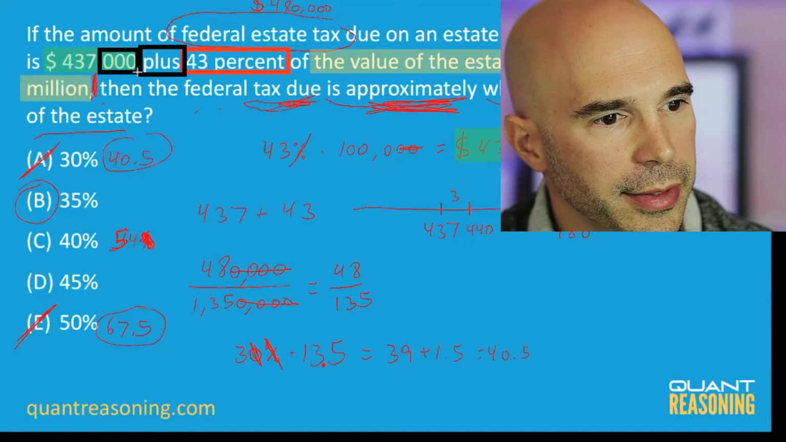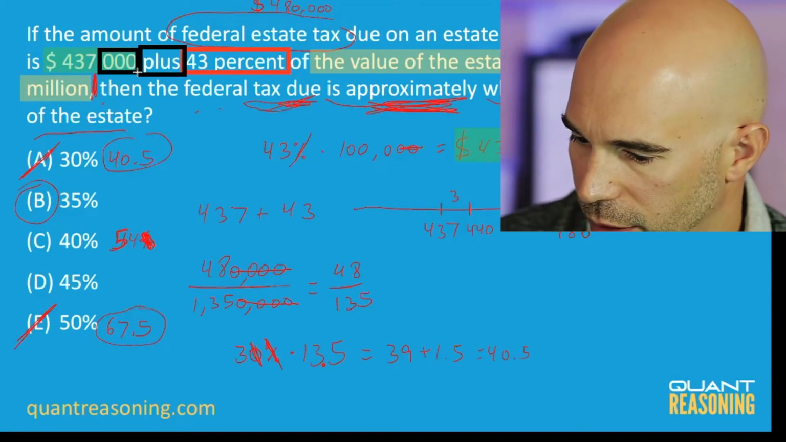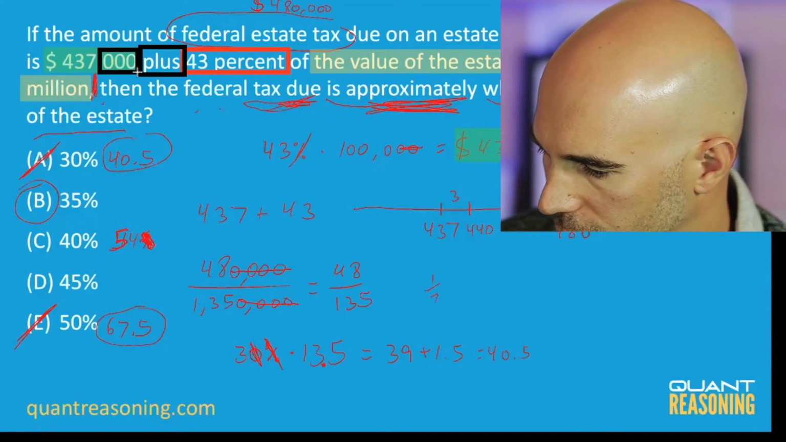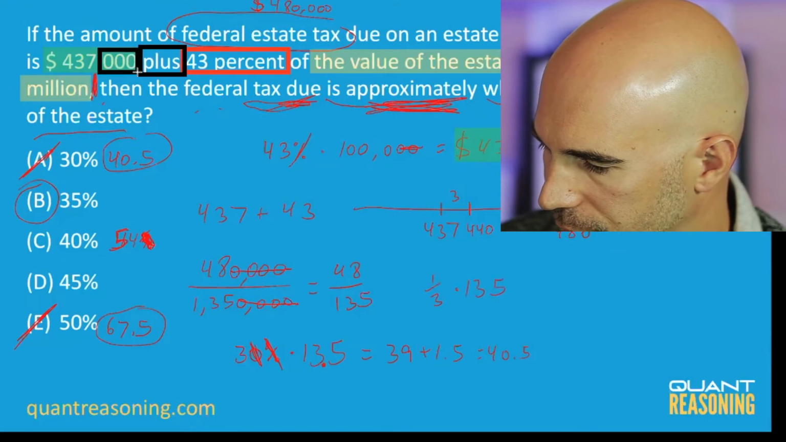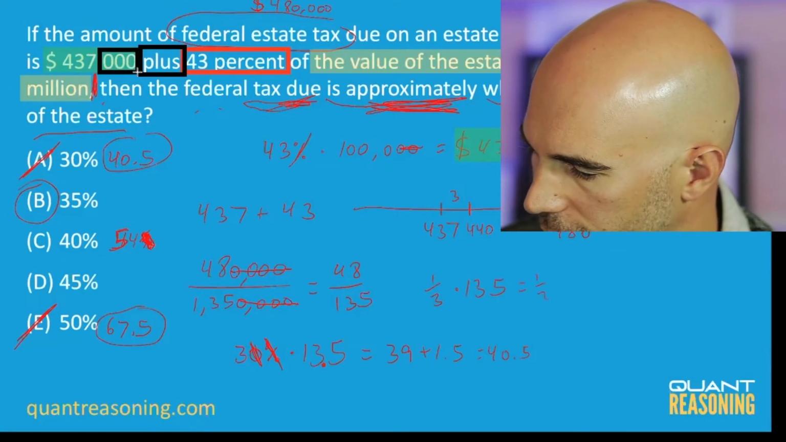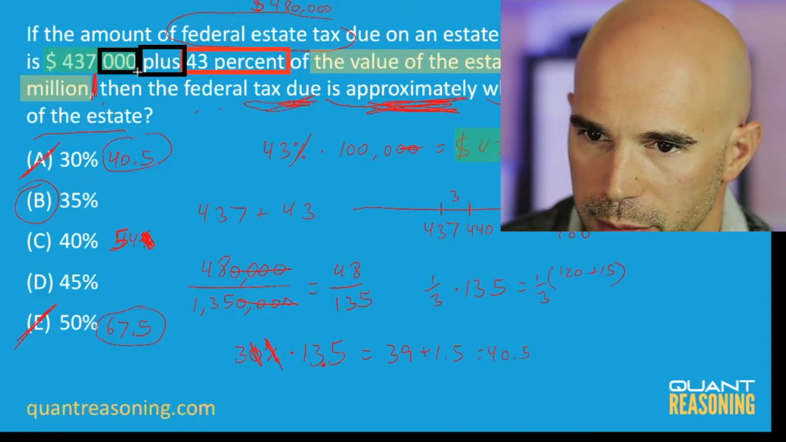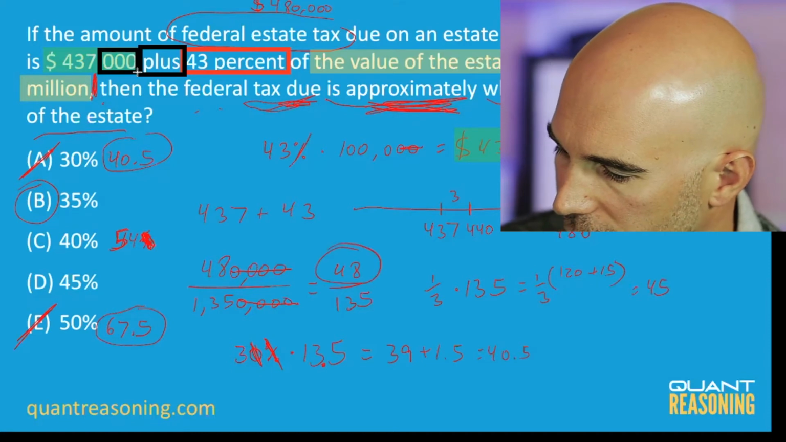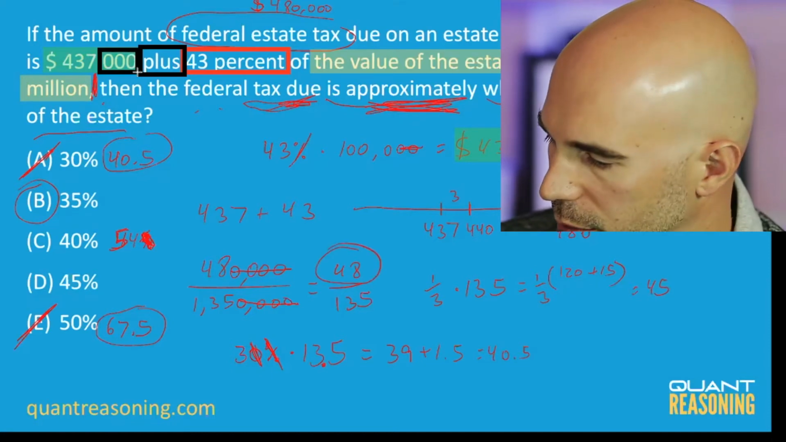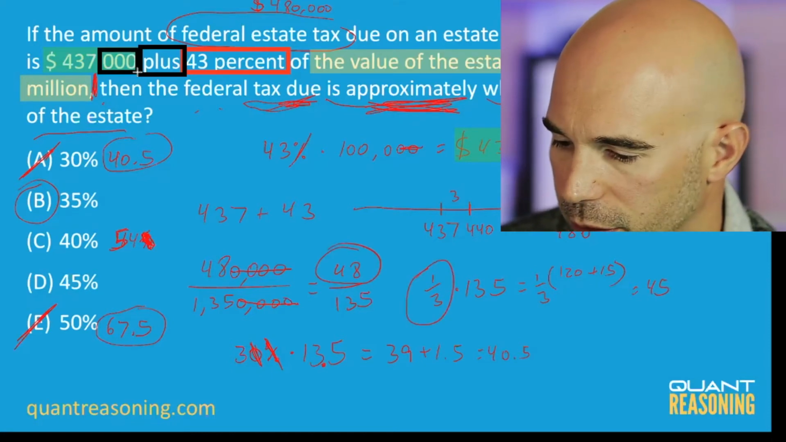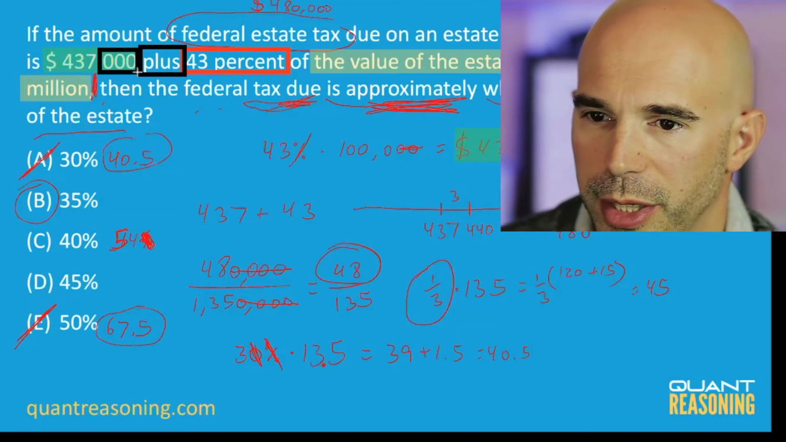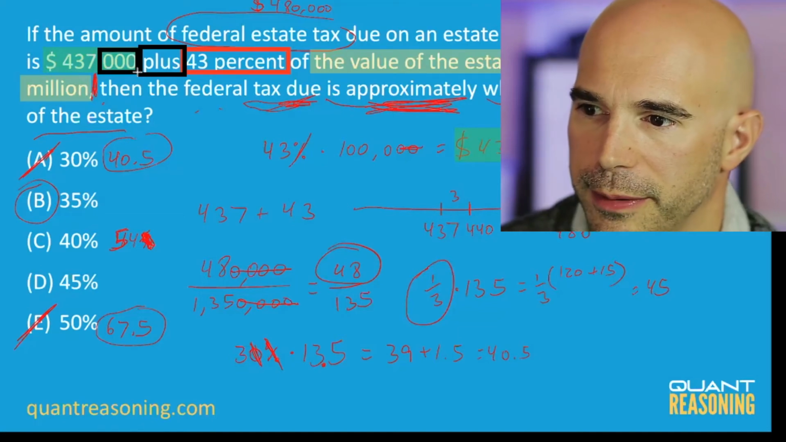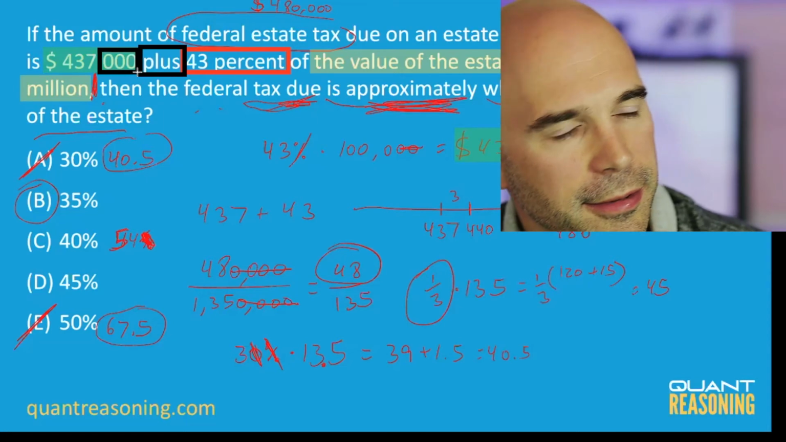Another good way might be to say, look, 1/3 of 135 is like 1/3 of 120 plus 15. So 40 plus 5 is 45. And we wanted 48. So based on that, the answer is going to be just slightly more than 1/3. And you pick B. That's fine as well. A lot of good ways to finish this off.